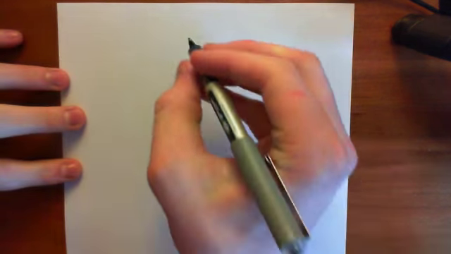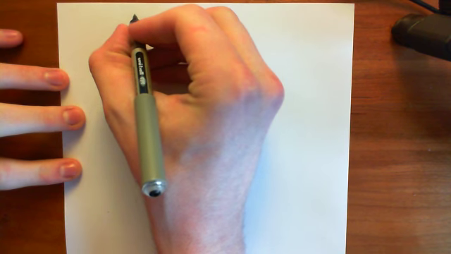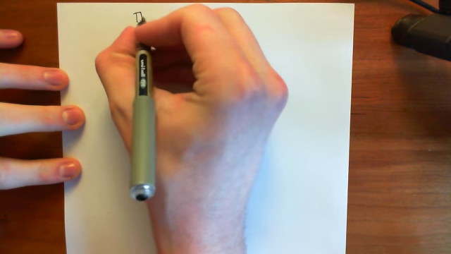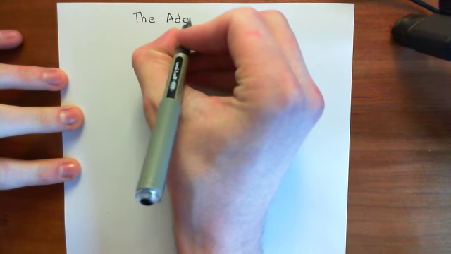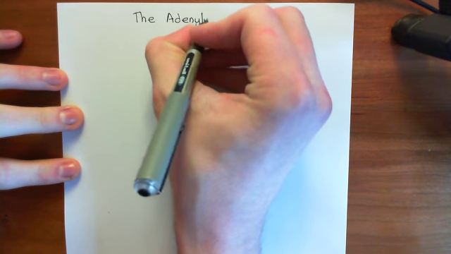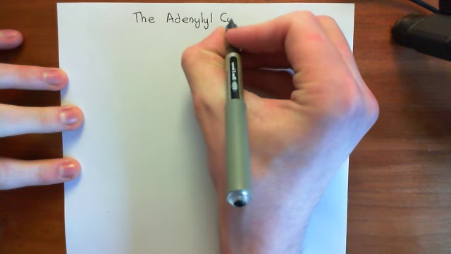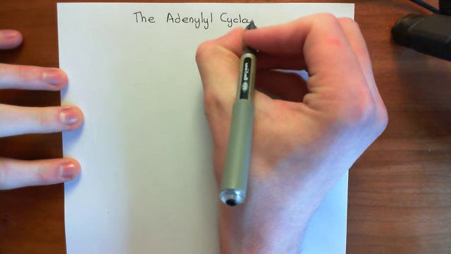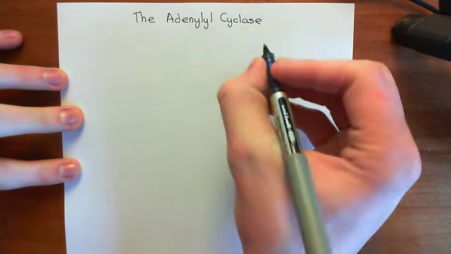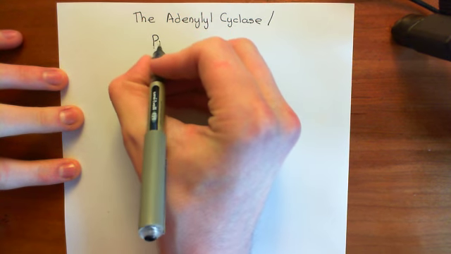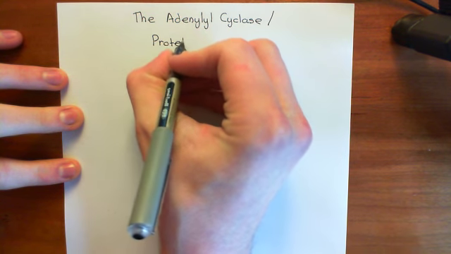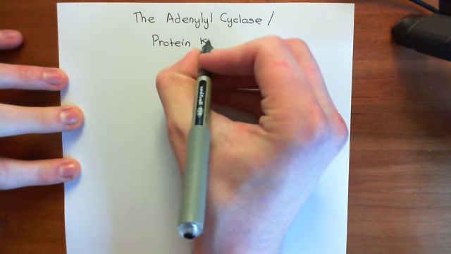Okay, so welcome to this video. In this video, what we're going to talk about is the adenylyl cyclase protein kinase A pathway. Okay, which is the pathway by which we activate adenylyl cyclase enzymes, which then produce cyclic AMP to lead to the activation of protein kinase A. So I'll call it the adenylyl cyclase / protein kinase A pathway.